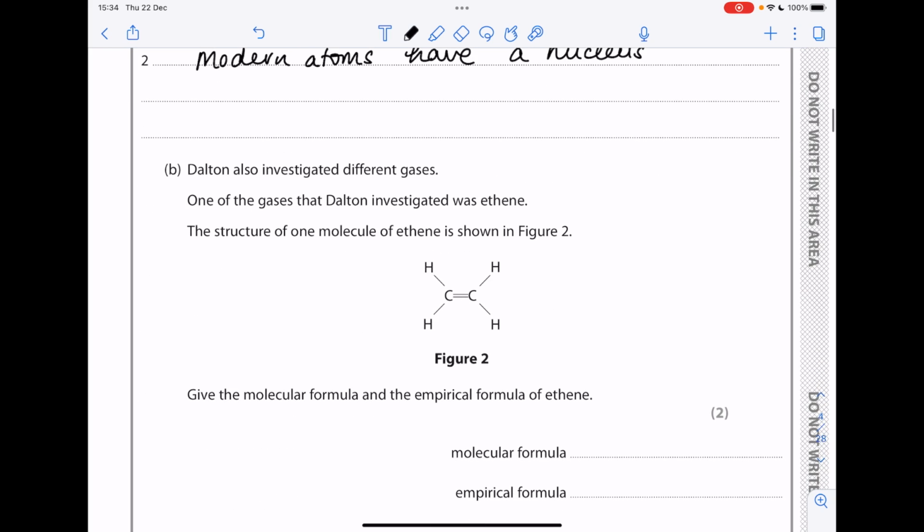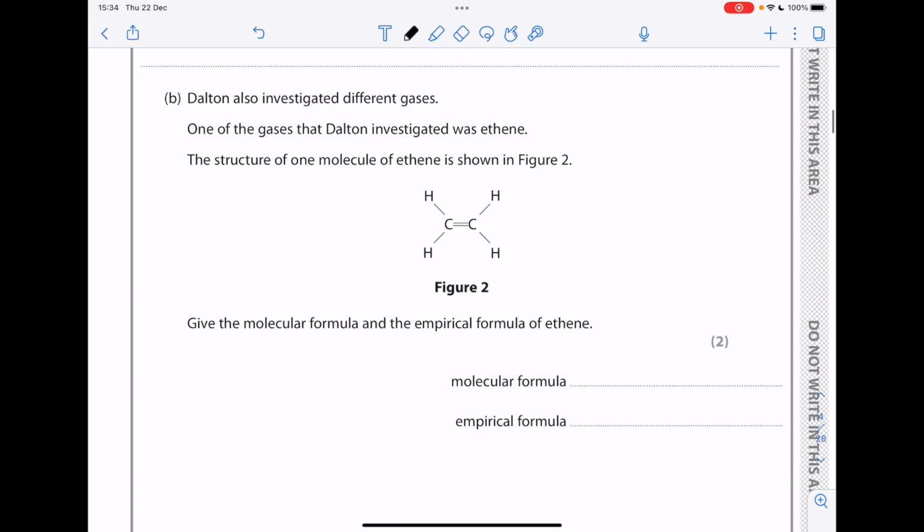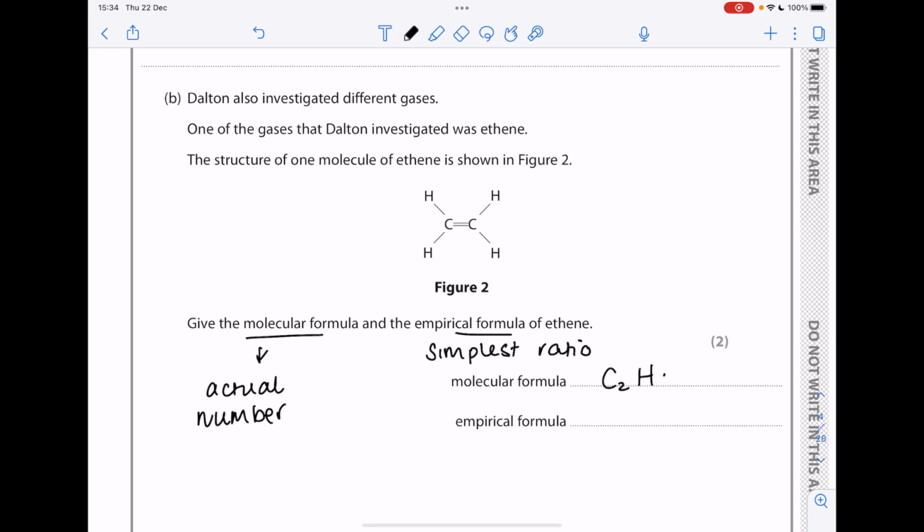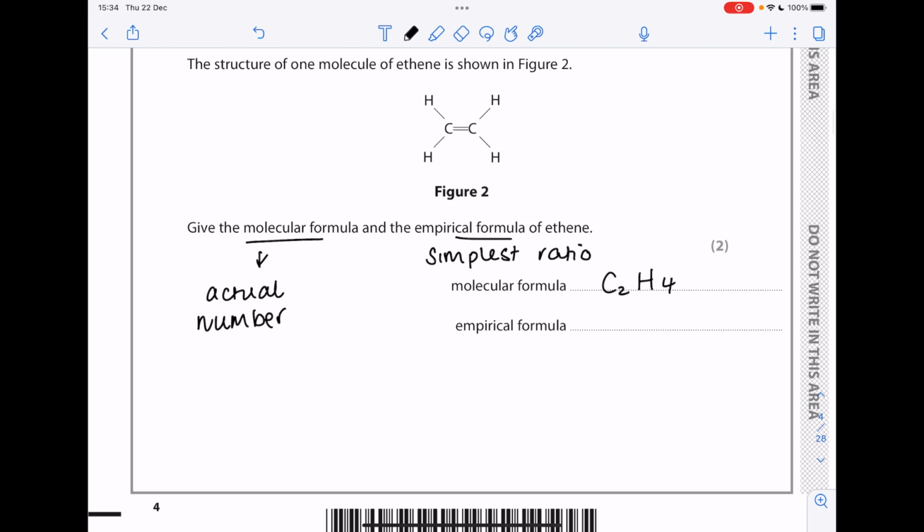Dalton also investigated different gases. One of the gases that Dalton investigated was ethene. The structure of one molecule of ethene is shown. Give the molecular formula and empirical formula of ethene. So the molecular formula is the actual number of atoms of each element, whereas the empirical formula is the simplest ratio. So if we start with the molecular formula, the actual number, how many carbons do we have? 2. How many hydrogens? 4. For the empirical formula, we want to make the simplest ratio of that, so that becomes CH2.